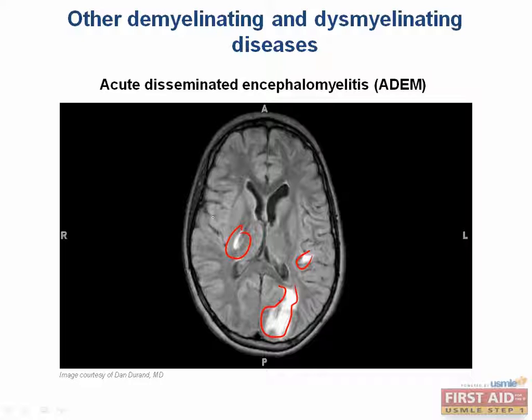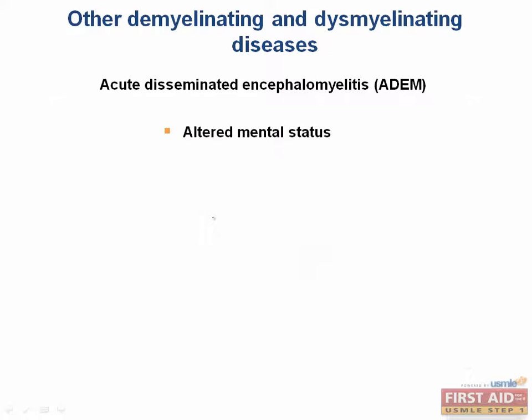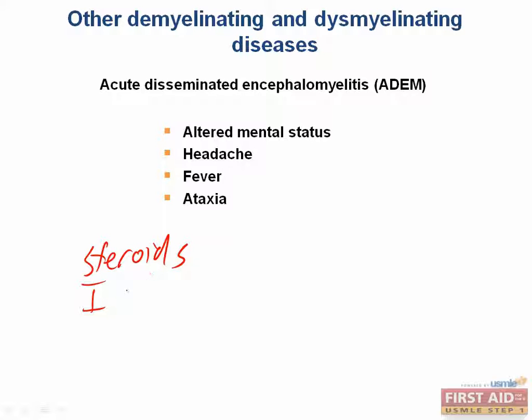Patients with ADEM usually present with neurological symptoms as the acute infection is resolving. Usually there is altered mental status, headache, fever, and ataxia. Treatment is primarily with steroids. As with other autoimmune things, you can also use IVIG or plasmapheresis.